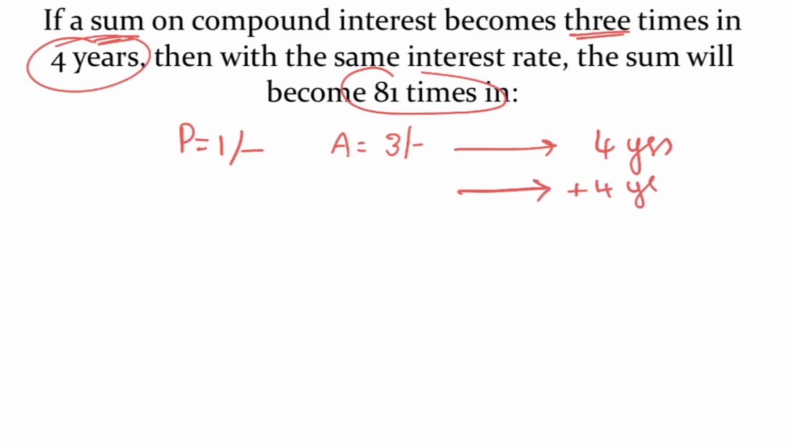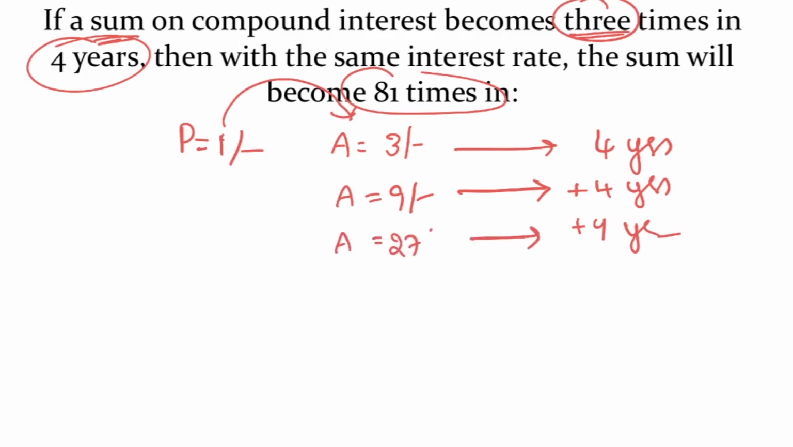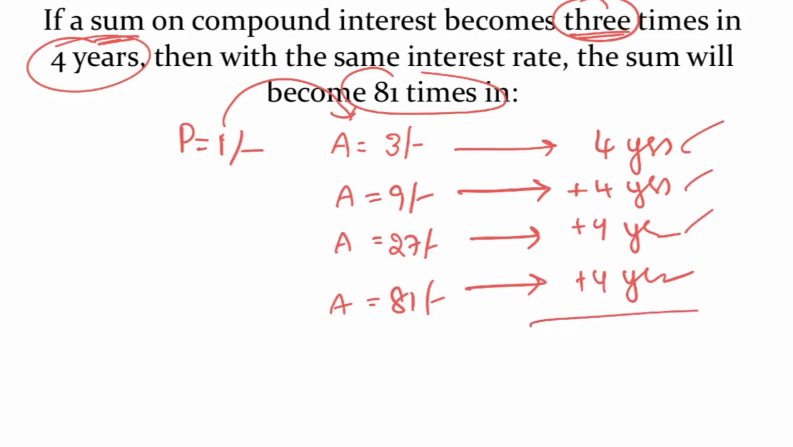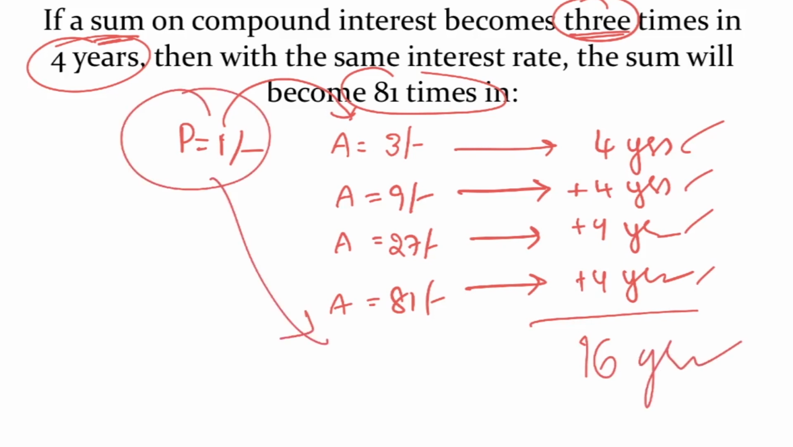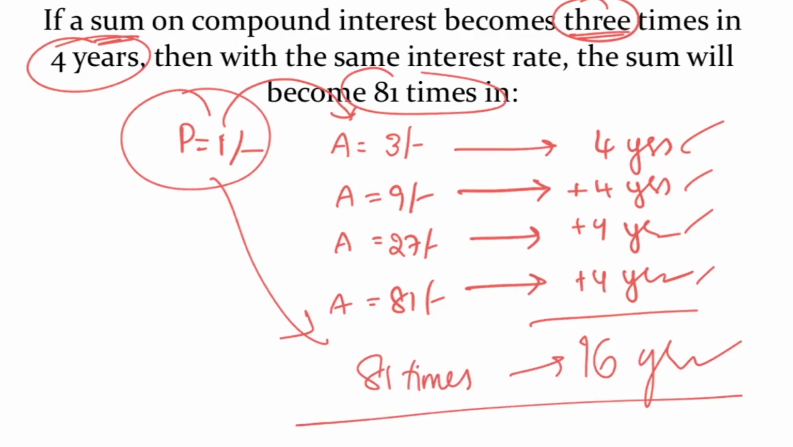See, in 4 years it becomes 3 times. In 4 more years it will become again thrice. Every rupee becomes 3 rupees. Now 3 rupees becomes 9 rupees. In 4 more years, 9 rupees thrice 27 rupees. In 4 more years, 27 rupees will become 81 rupees. So it takes 4, 8, 12, 16 years to become 1 rupee, 81 rupees. So it will become 81 times in the span of 16 years.